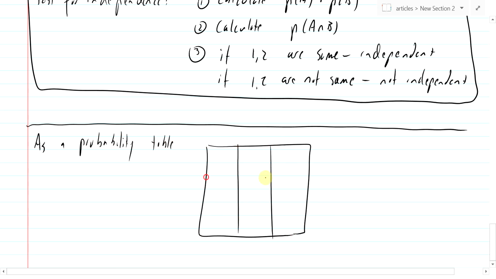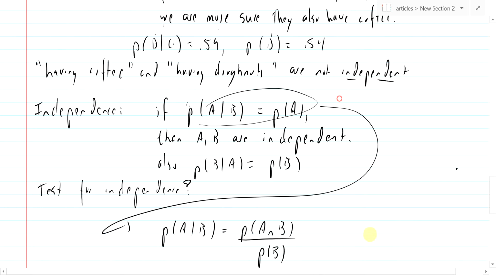One, two, three, four. This is donut, total, coffee, not coffee, total. What's the probability that someone had donut and coffee? Well, that was 50%, right? 25 out of 50. What's the probability that someone had coffee but not a donut?